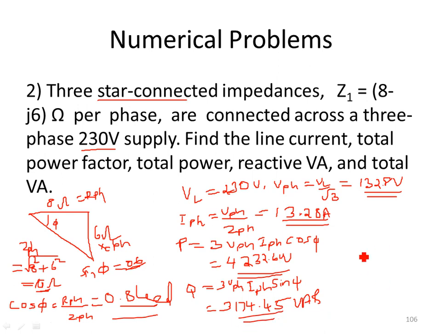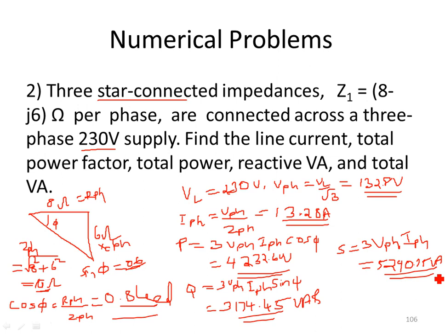Now what is total volt ampere? Total volt ampere is given by apparent power. Apparent power S is equal to 3 times V phase I phase. It is 3 into V phase, 132.8, into I phase, 13.28. So the answer is 5290.75 volt ampere. Okay. So with that I am ending this lecture.